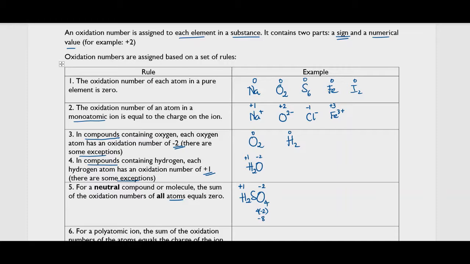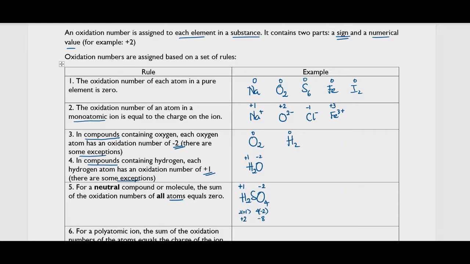So that's the total number you get from oxygen. If each hydrogen has an oxidation number of positive 1, 2 hydrogen will be 2 times positive 1, which is positive 2.